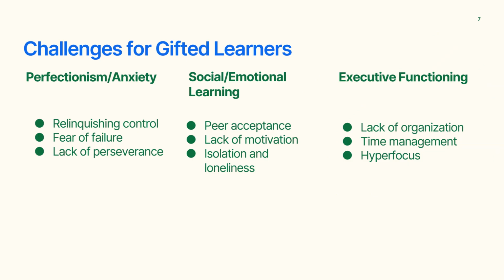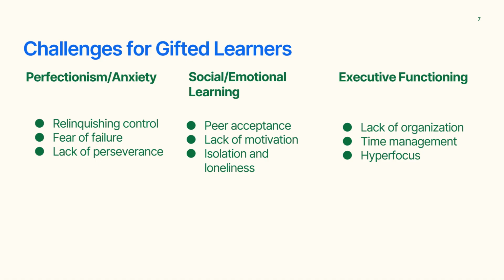When many educators think of the MTSS process, we typically think about students who are struggling academically in our classrooms. However, it's important to understand, and that's why we are giving this presentation, that our gifted learners also face challenges. There are really 3 major domains where you will see challenges for gifted learners. The first is experiencing perfectionism or anxiety. This is when students feel like they're struggling to relinquish control in the classroom. They have a fear of failure, which you often see with gifted students, or they show a lack of perseverance as the task becomes harder.